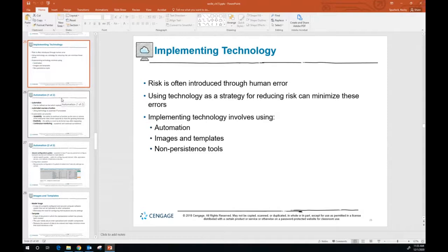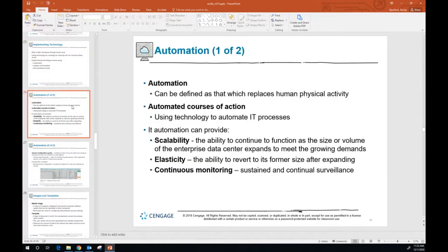Now, a risk is often going to be introduced through human error. So we can use technology as a strategy for reducing the risk, and this can help us minimize these errors. Now, a couple ways we can use technology include automation. We can use images and templates, or non-persistent tools. Now, automation, this can be defined as that which replaces human physical activities. We can use this automation to automate the IT process.